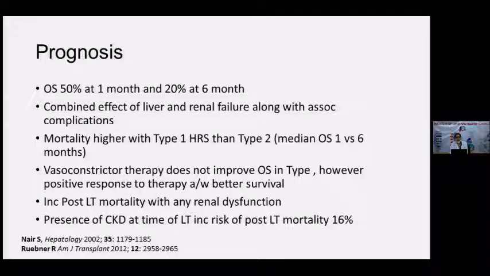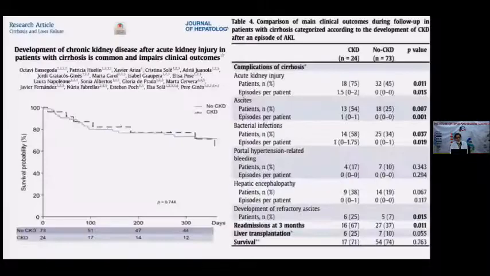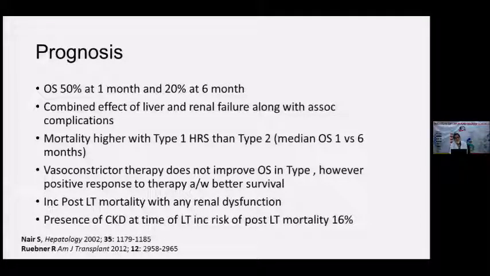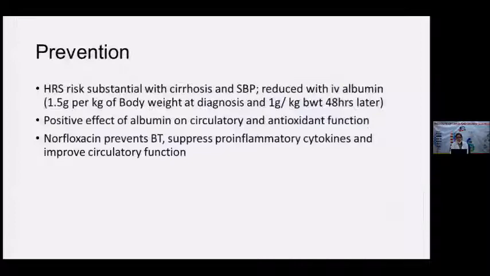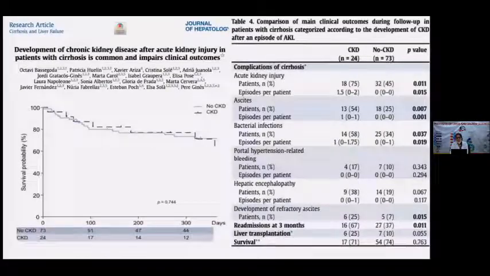There is a combined effect of liver and renal failure along with associated complications, as mortality is higher with type 1 HRS than in type 2. Vasoconstrictor therapy does not improve overall survival. However, a positive response to therapy is associated with better survival. Any renal dysfunction, and the presence of CKD at the time of liver transplant, increases the risk of post-liver transplant mortality. This study showed that development of CKD after AKI in patients with cirrhosis is common, and it impairs clinical outcomes.